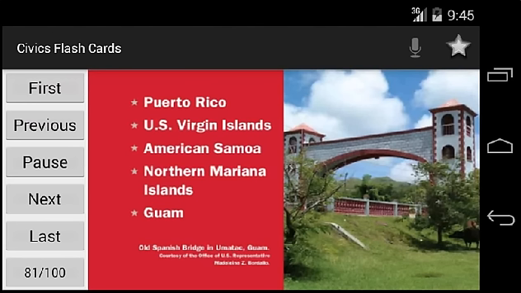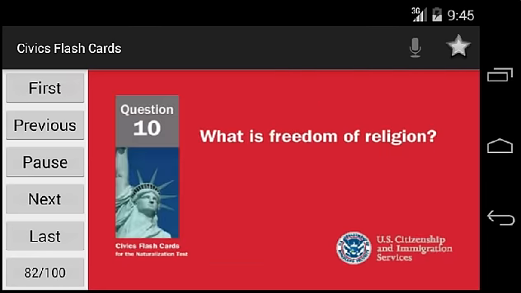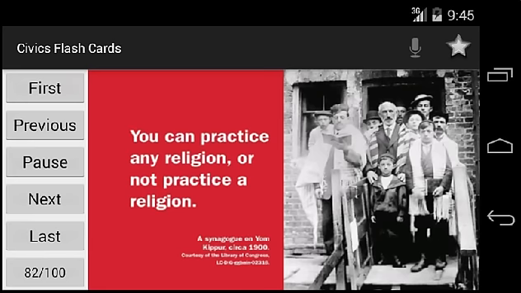Name one U.S. territory. Puerto Rico. U.S. Virgin Islands. American Samoa. Northern Mariana Islands. Guam. What is freedom of religion? You can practice any religion or not practice a religion.